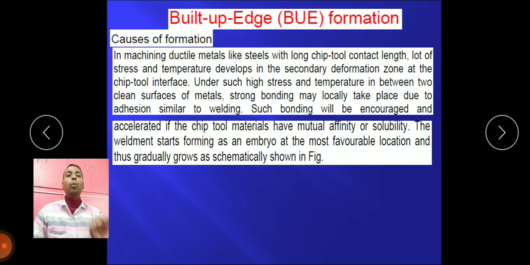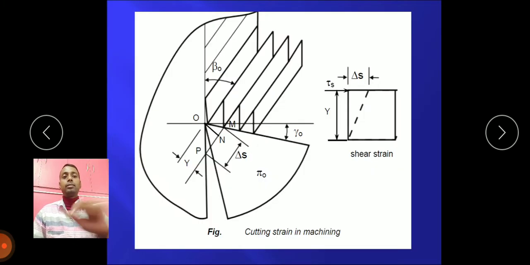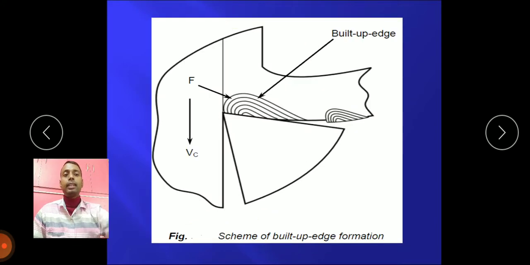Such bonding will be encouraged and accelerated if the chip and tool material have mutual affinity or solubility. The weldment starts forming as an embryo at the most favorable location and gradually grows, which is schematically shown in this figure. This is a cutting strain. This is the formation of build up. This is the build up edge. Okay.